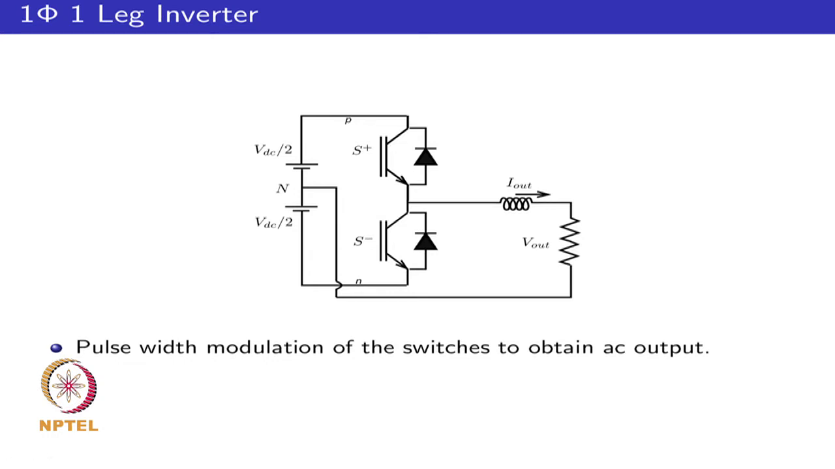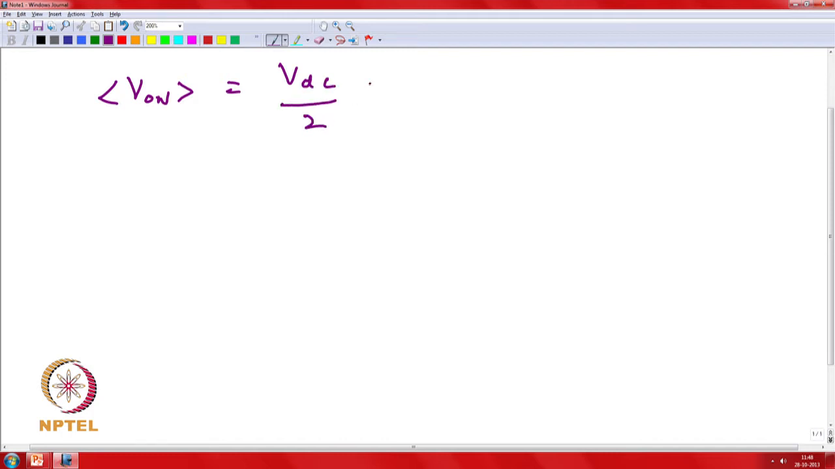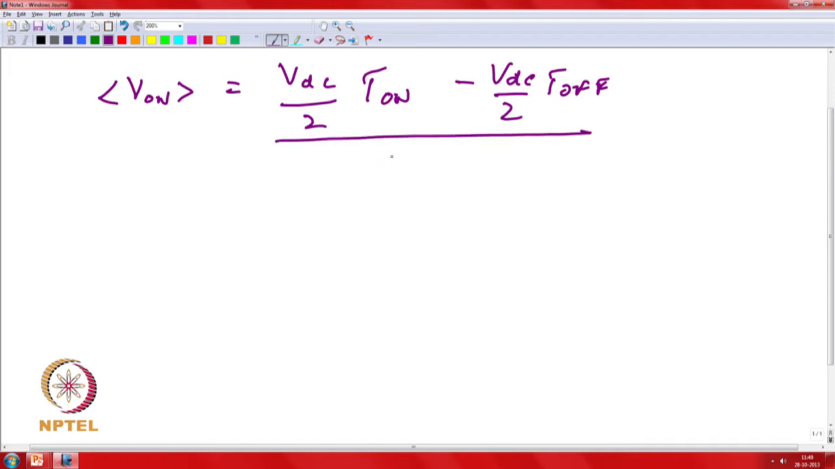Also, one can then look at what is the output voltage that can be generated in such a system. And we looked at the average output voltage that can be obtained. So we looked at the average voltage from the output to the neutral midpoint of the DC bus, and this was VDC by 2 T on minus VDC by 2 T off, averaged over the duration TSW, which is the switching duration. And we know that T on can be related to the duty cycle as T on is equal to D times TSW.